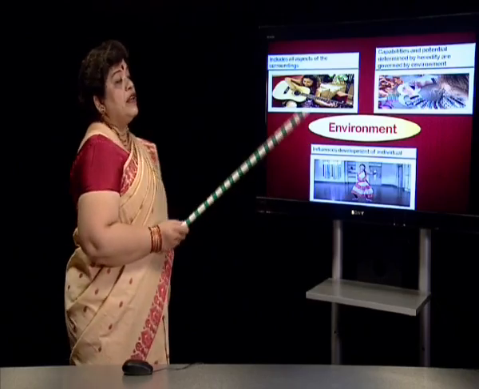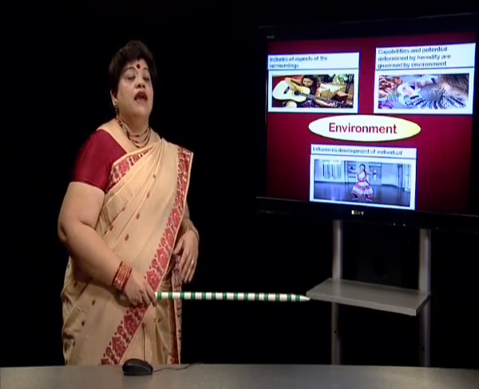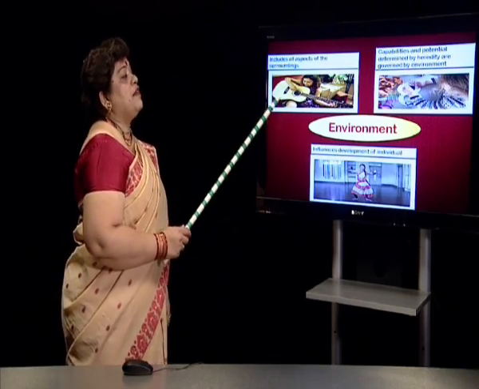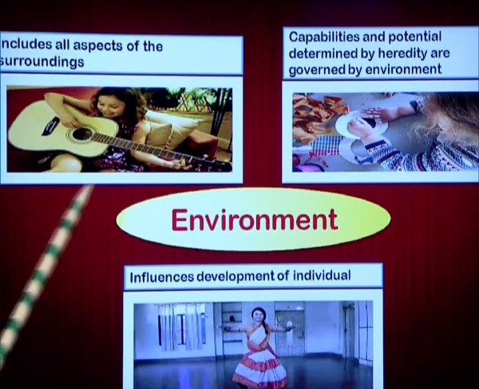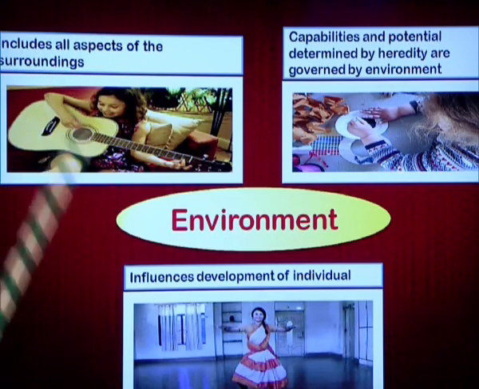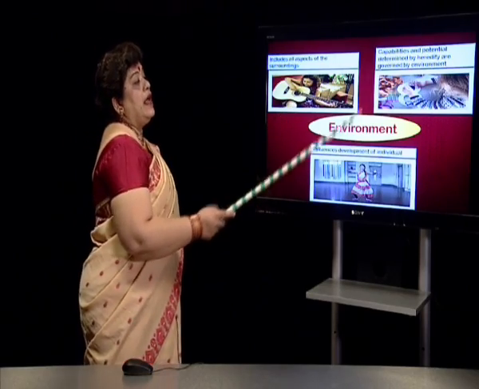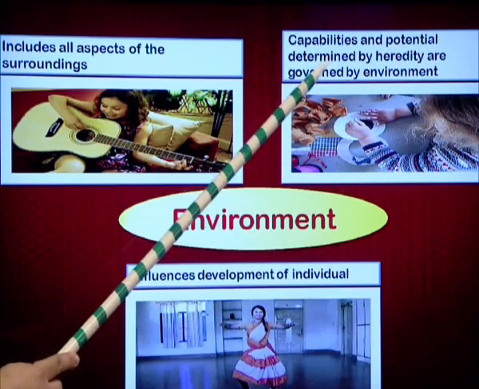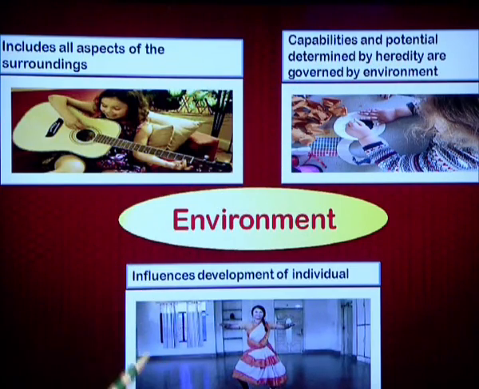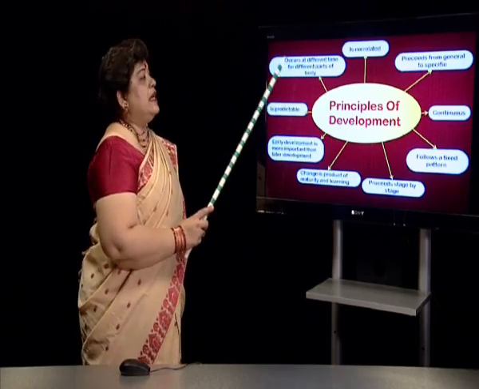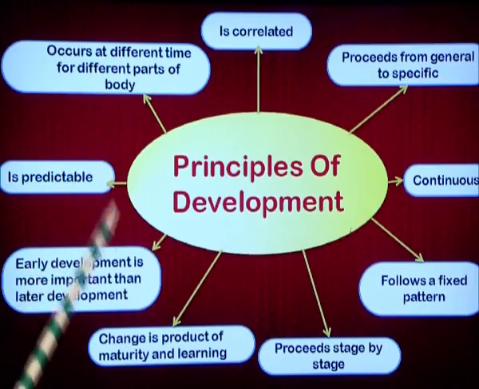Next is the environment. It is very important. We may have maturation. We may have adopted adequate hereditary traits from our parents. But if environment is not conducive, then we will not be able to project our good learning. So environment includes all the aspects of the surrounding: opportunity to learn, opportunity to practice, opportunity to display or reflect. Environment also indicates capabilities and potential determined by heredity that are governed by environment, and it influences the development of an individual. Now we need to understand the principles of development. The first important principle is that it occurs at different time for different parts of body.